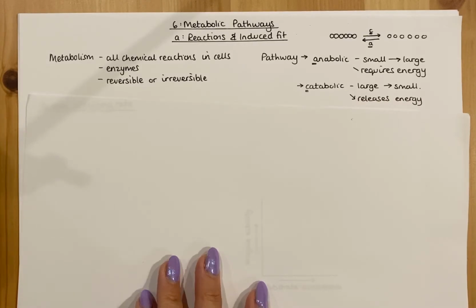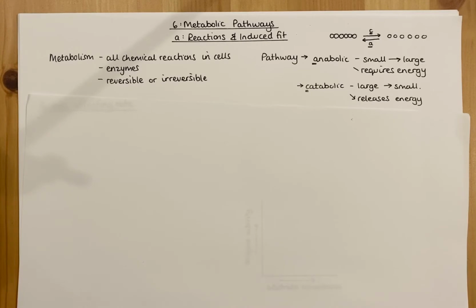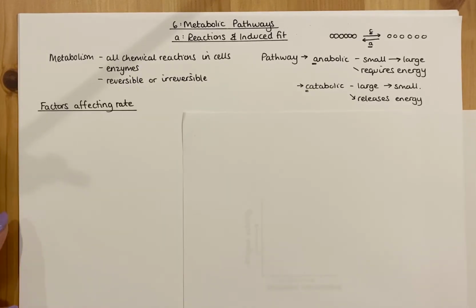So that's your very quick basis of metabolism and metabolic pathways. But now we need to cover what factors affect those pathways and what factors affect the rate of those pathways. So again, like I said before, National 5 knowledge is still important here and we still build on that.